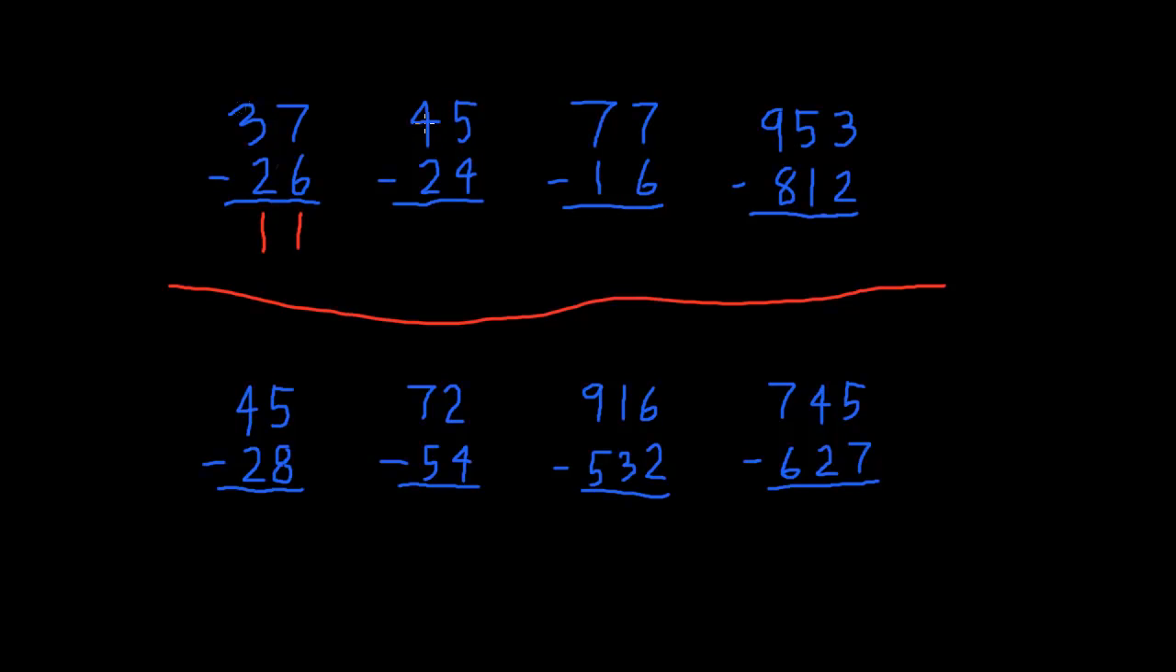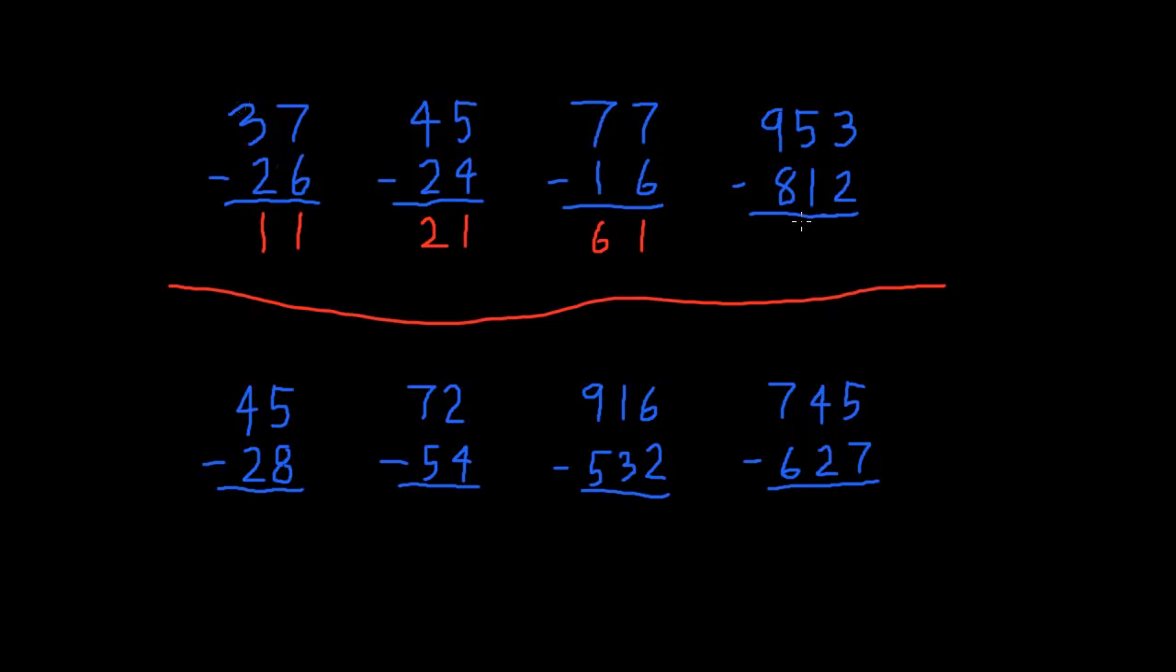Looking at the next one, 45 minus 24, it's just 4 minus 2, which is 2, and then 5 minus 4, which is 1, for 21, which is the answer. And these are really easy to do in your head, like the 77 minus 16. If you think about it for a second, you can just blurt out the answer, which is 61. It's just 7 minus 1, which is 6, and then 7 minus 6, which is 1, 61.